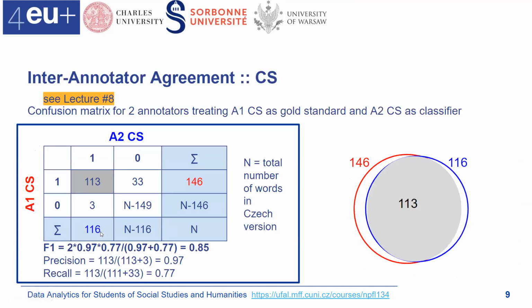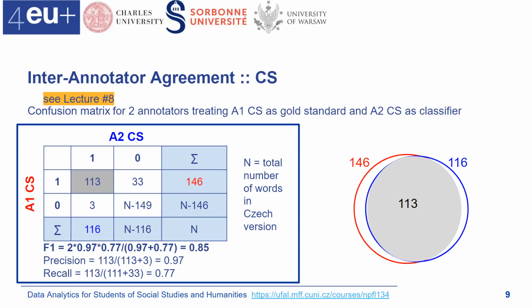So I'm happy that we have each version annotated by 2 annotators, because we can demonstrate the inter-annotator agreement. In other words, we are interested in the agreement between annotators. And I will illustrate it on the Czech version. We use the F1 measure to compute pairwise inter-annotator agreement.